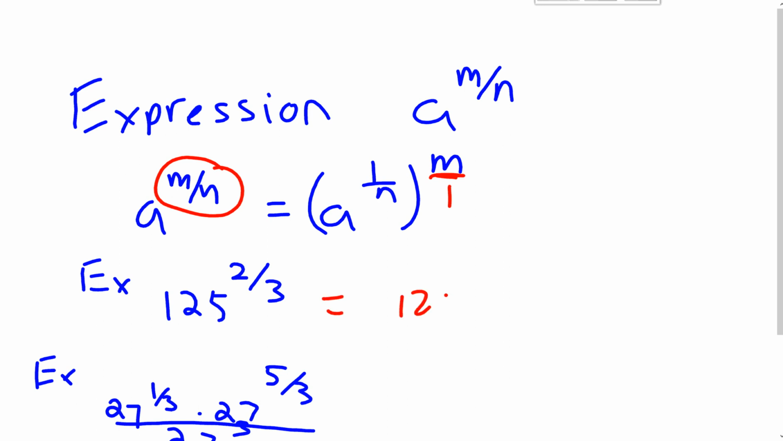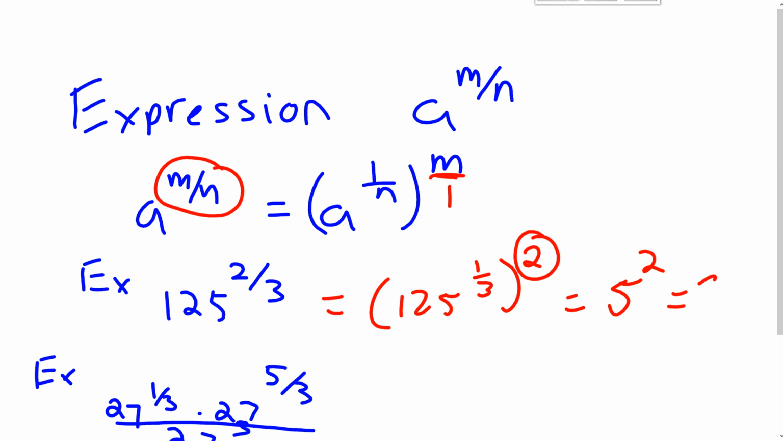So I could rewrite this as 125 to the 1/3, and that's being raised to 2. And then I can simplify the cube root, or what times itself 3 times is 125, which is 5, and then I can go ahead and square that. That's what that 2 is doing out there, and I get 25.